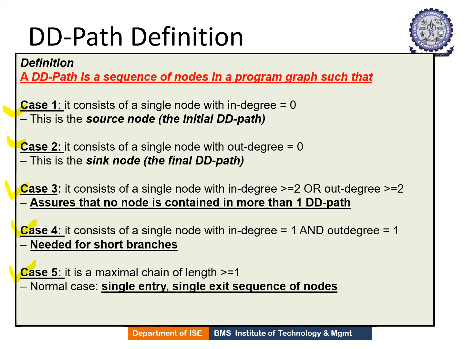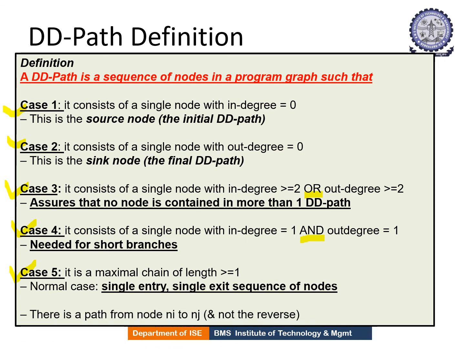What is case 1? It consists of a single node with in-degree equal to 0. Case 2: a single node with out-degree equal to 0. Case 3: a single node with in-degree greater than or equal to 2 and/or out-degree greater than or equal to 2. Case 4: a single node with in-degree equal to 1 and out-degree equal to 1, needed for short branches. Case 5: a maximal chain of length greater than or equal to 1, the normal case, a single-entry and single-exit sequence of nodes. So this is the classical definition of a DD path.